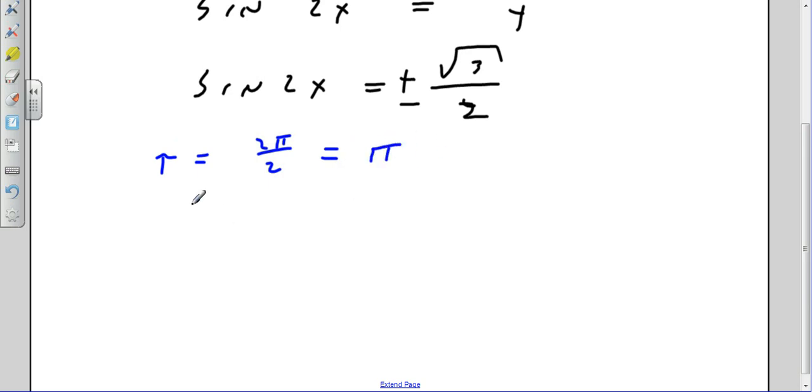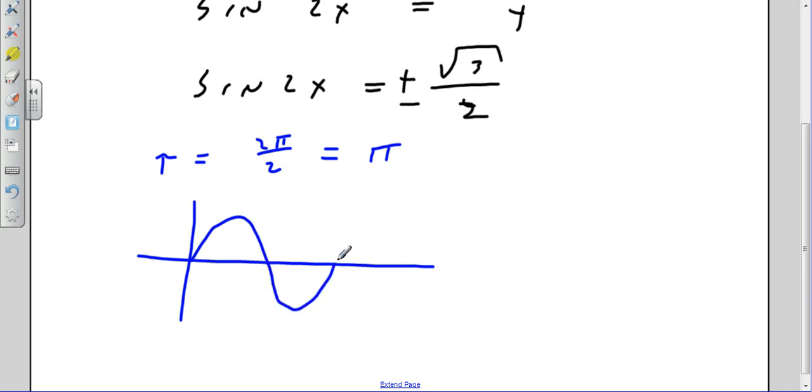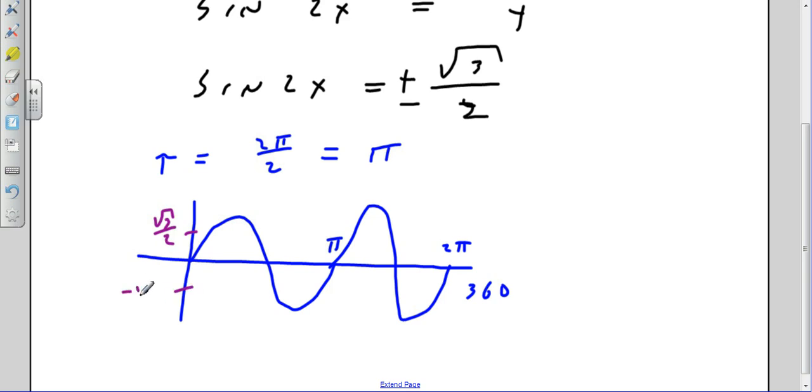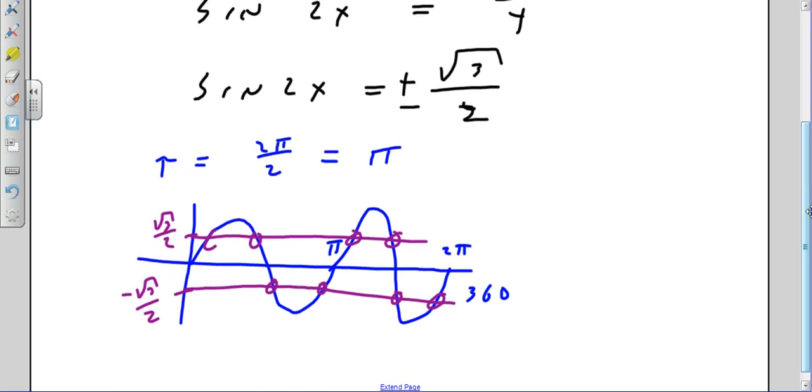which is going to be pi. So my sine wave is going to go up, come back down, and get back here at pi. I'm going to go up, go down, and get back there at 2 pi, which is 360 degrees. I need an answer that's plus the square root of 3 over 2, and also an answer that's minus the square root of 3 over 2. So that means I'm looking for 1, 2, 3, 4, 5, 6, 7, 8 different answers associated with this problem. So that's the number of answers I'm looking for.